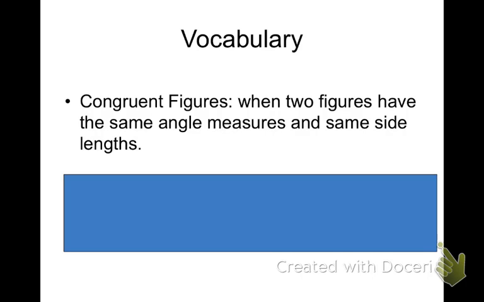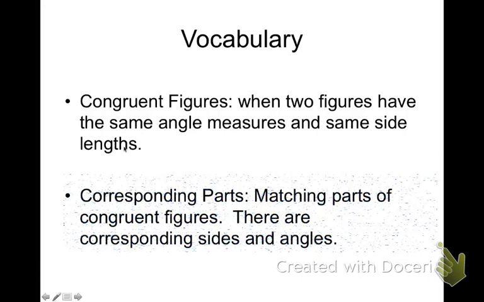Now the next definition brings up the word corresponding. If you think back to chapter 3, we're talking about corresponding angles. What did that mean? They're kind of in the same position, right? So upper left, upper left. The same thing kind of applies when we have congruent figures.